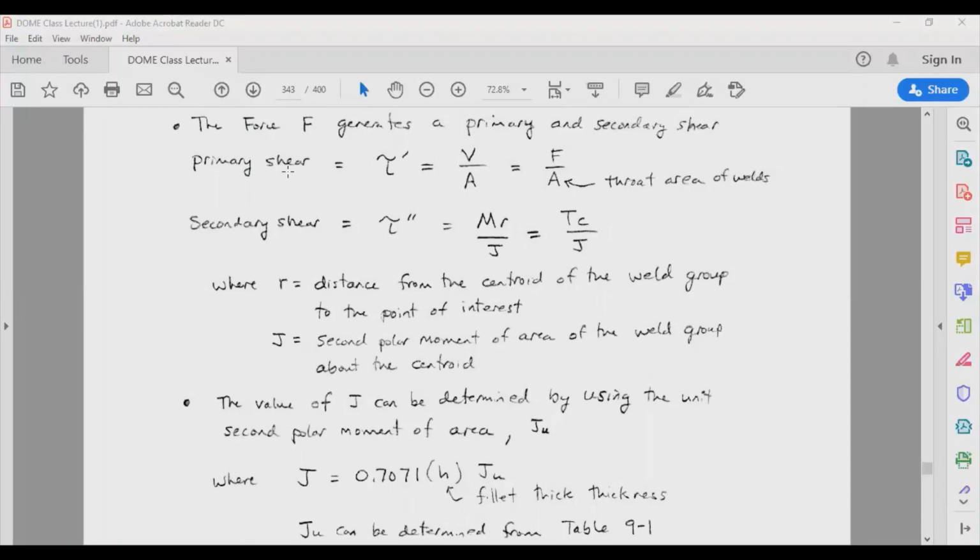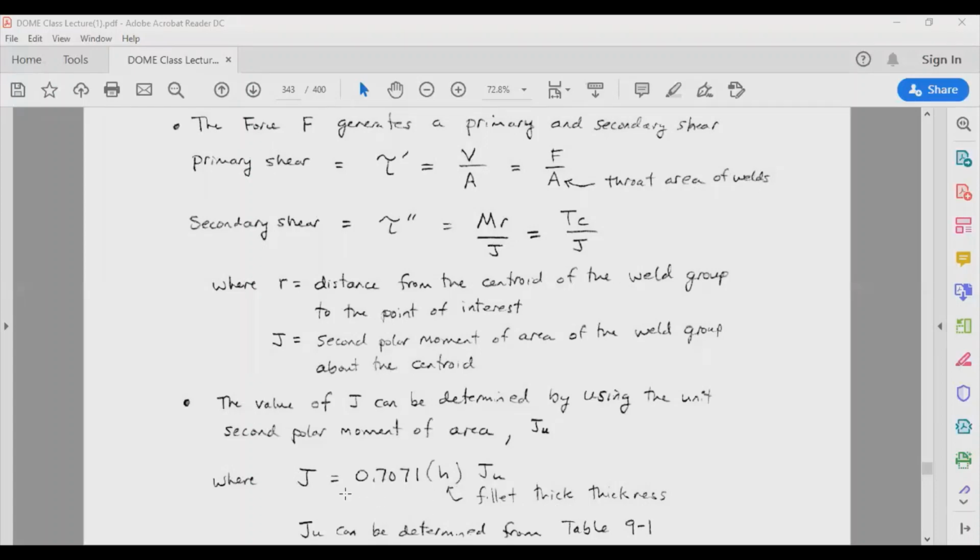All right, so this is what I just described earlier. So primary shear is this, secondary shear is that, MR over J, and A is going to be the throat area. In the case of the one that I just showed you, the area is going to be simply the area of the weld, which was A1 B1 plus A2 B2, in our just previous one.